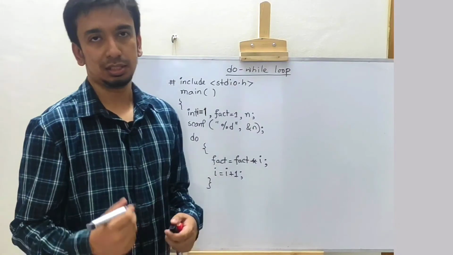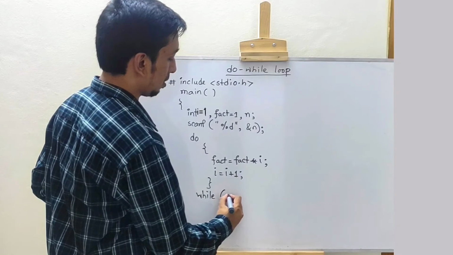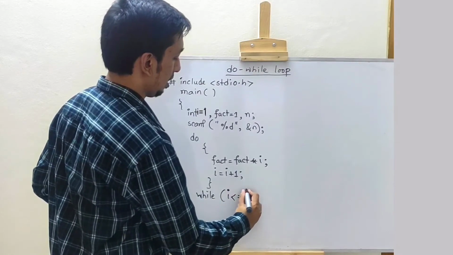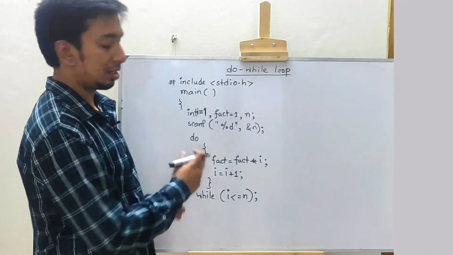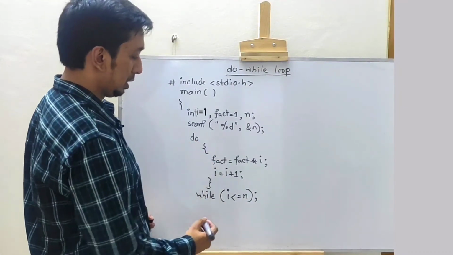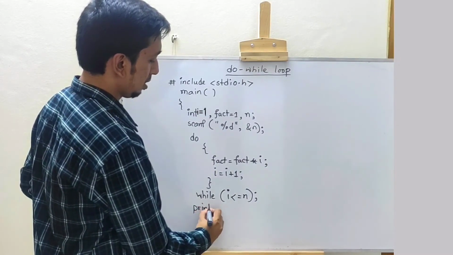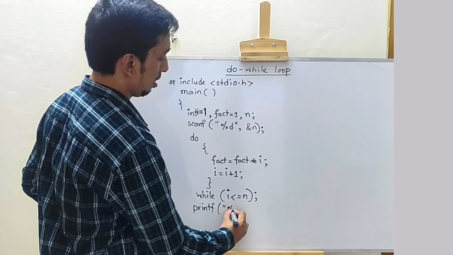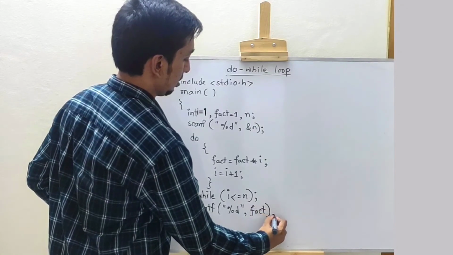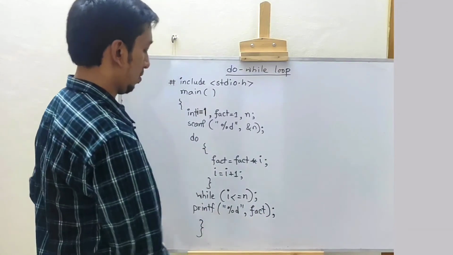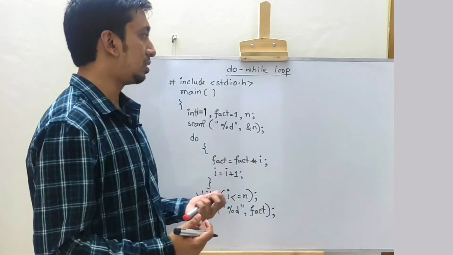Then we have to write the while condition, and we know our condition is I less than or equal to n, and a semicolon. You have to use a semicolon here, but there is no semicolon in the do statement. And then now we have to print the value, printf %d, and then we show the value of fact, semicolon and close. So you can see the do while loop is very easy.